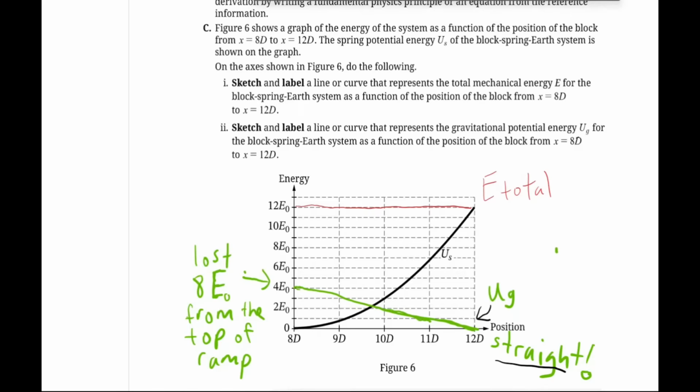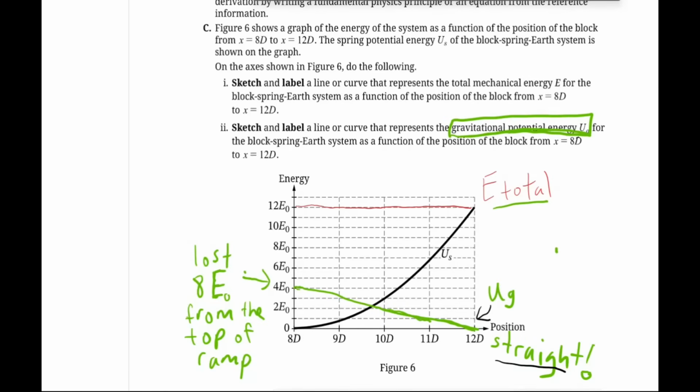So I put a nice straight line here in red. I mean, it's not that straight, but it's meant to be straight, showing that 12 E naught total, just like my bar graphs. So that is my E total. So I made sure I sketched it and labeled it. Secondly, it says sketch and label a line or curve that represents the gravitational potential energy for the block spring Earth system as a function of the position of the block from x equals 8d to x equals 12d.